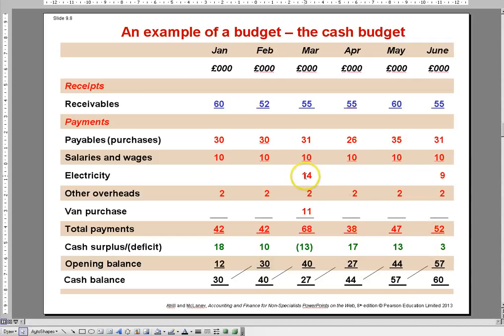So that's the overall structure, and the two main figures that you may not be too familiar with are the receivables and the payables. The receivables come from sales, which is the revenue that you know from your income statement, and the payables come from purchases, which you also know from your income statement. How do we work these out?